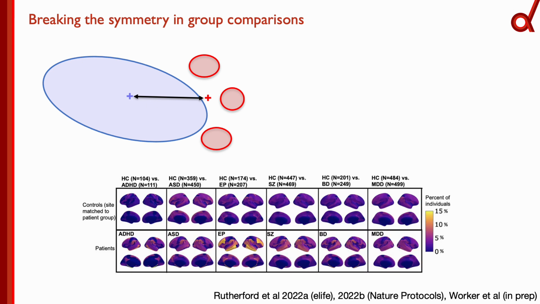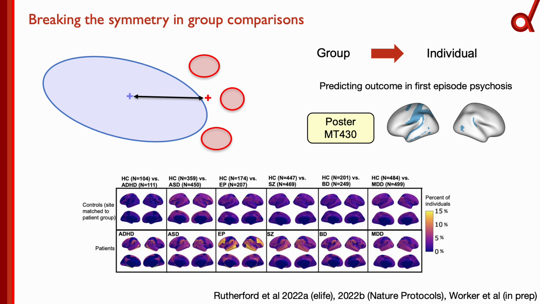And again, this is shown by some of the work that Sage produced earlier this year. And really the key feature of normative modeling that enables us to break through this deadlock is moving from group level inferences to individual level inferences, which is really important for understanding heterogeneity. We have a poster using this approach to predict outcome in first episode psychosis. This is Amanda Worker, who's leading on this work, so you can come and visit to have a look at a clinical application in this domain.